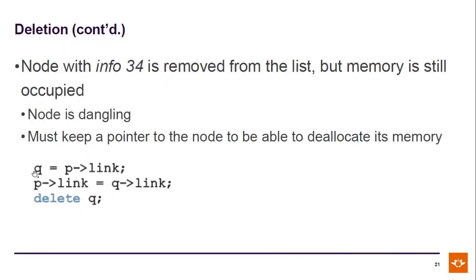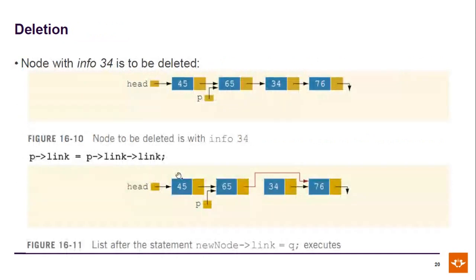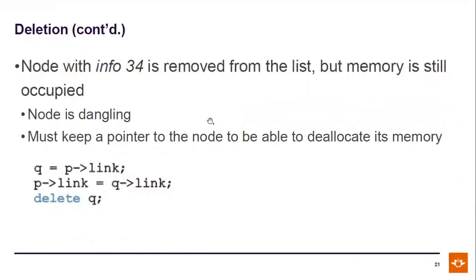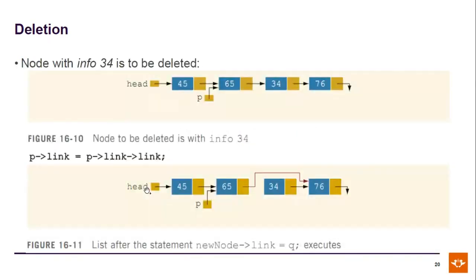So the first step is to make sure that we make q p link, right? Remember, this is p, so p link is still 34. So then q will now point to 34, and then we say p link is q link, right? Which basically means that we are doing this operation, but the nice thing now is that we have q, which points to 34, right?